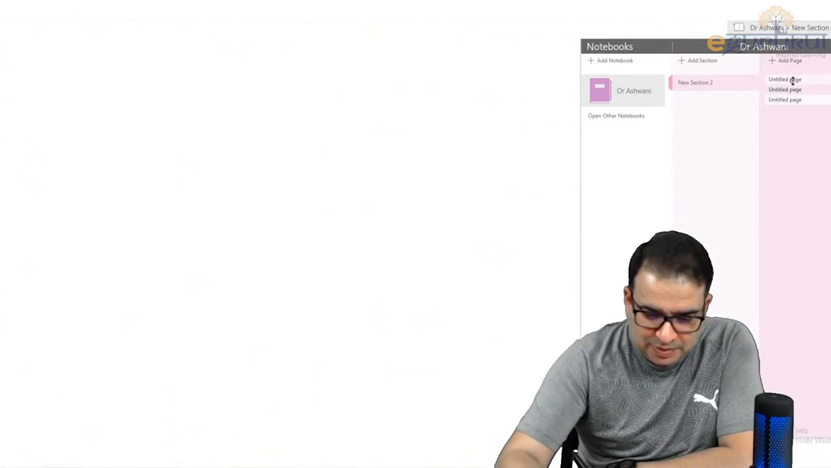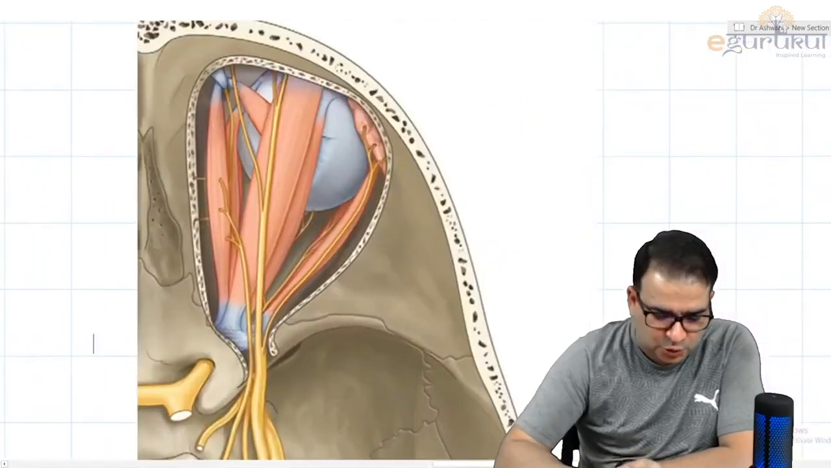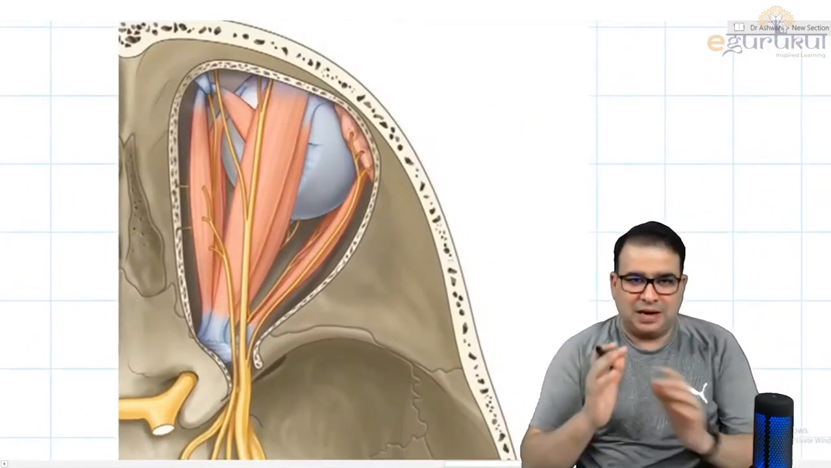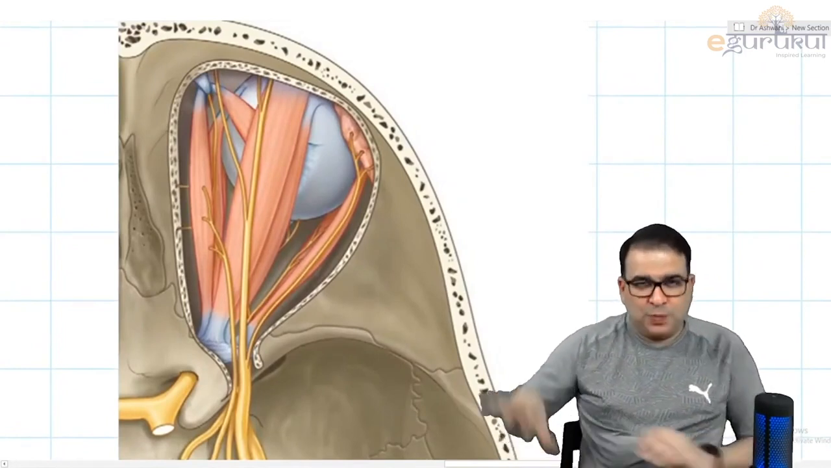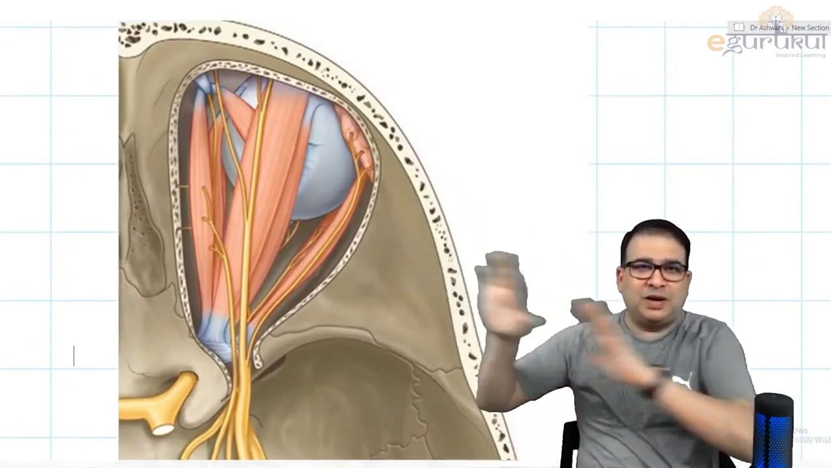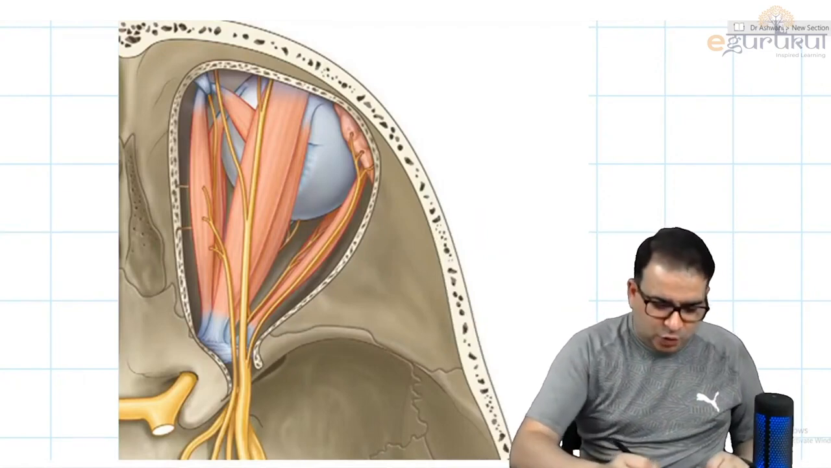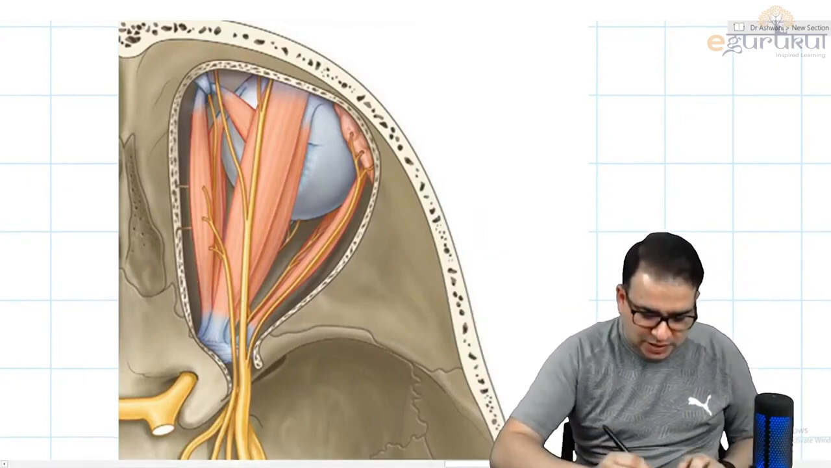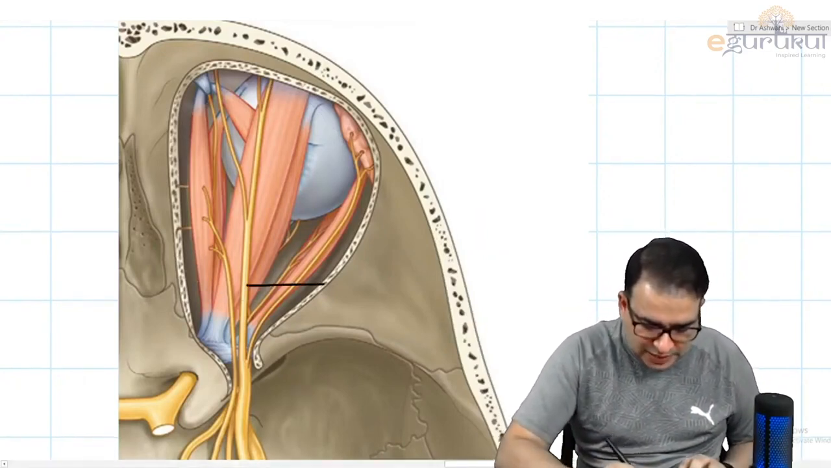Well, जो आपने बेटा अभी ड्रॉ किया है, देखो यहाँ से शुरू करते हैं. I try to draw exactly on this function. As soon as you open the roof of the orbit, जैसे आपने रूफ हटाया ऑर्बिट का, यहाँ पे, तो first thing that you will see is this branch here, and that is the frontal nerve.